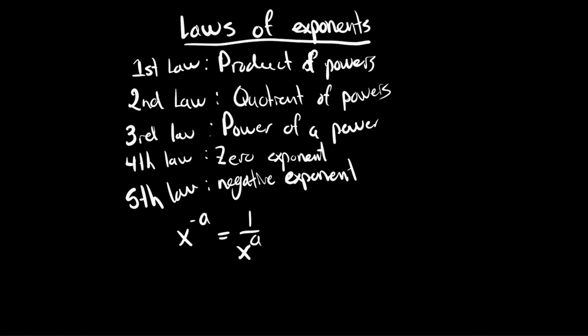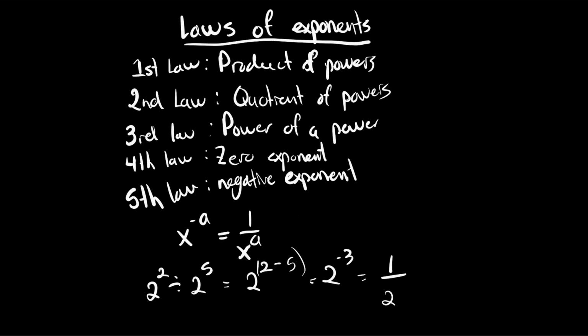So let's do an example real quick. Let's say you have 2 to the power of 2 divided by 2 to the power of 5. If we follow the second law, that gives us 2 to the power of 2 minus 5. That gives us 2 to the power of minus 3, which we then follow the fifth law: we always put 1, then at the bottom we put the base, and we put the exponent without the minus sign. So this is also equal to 1 over 2 to the power of 3.